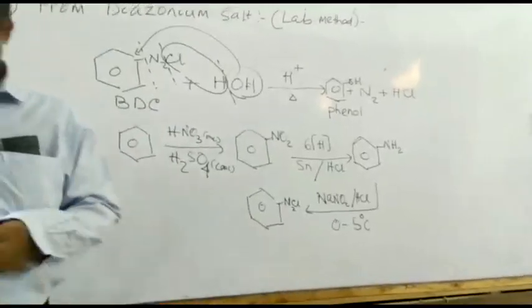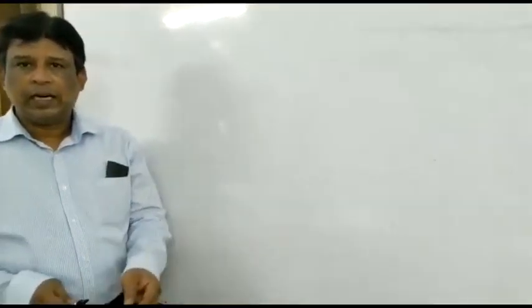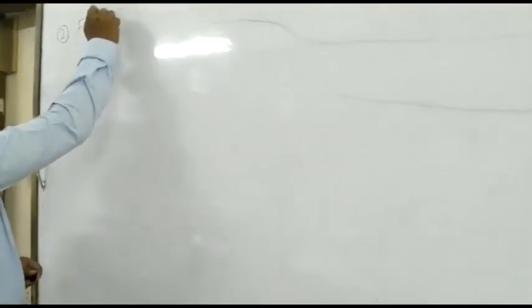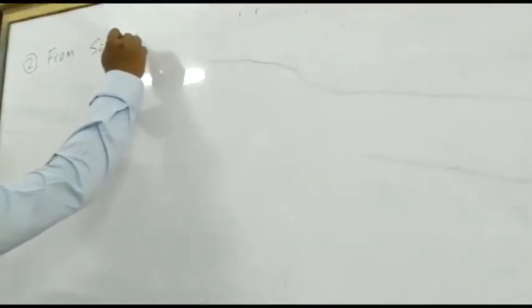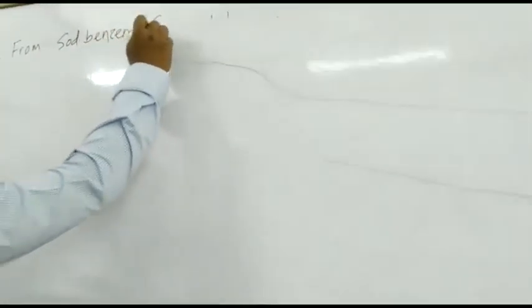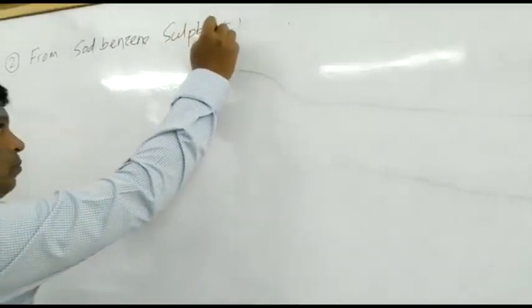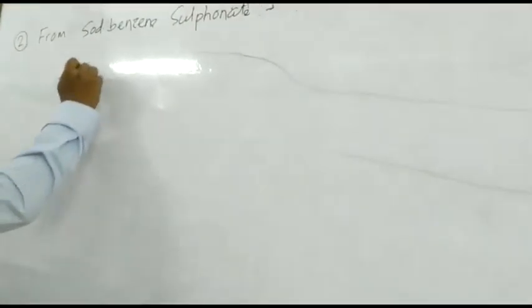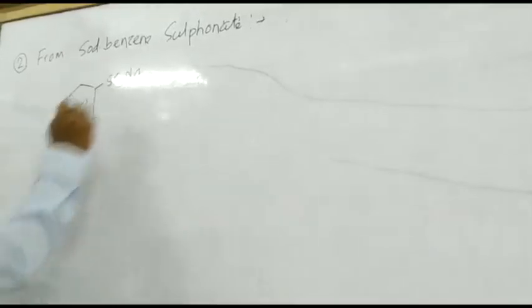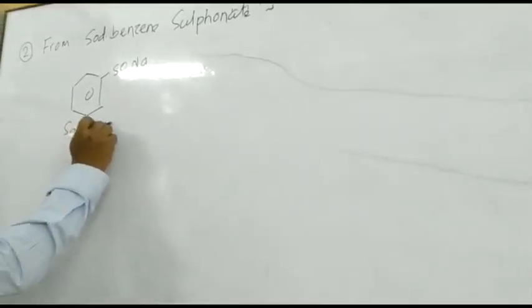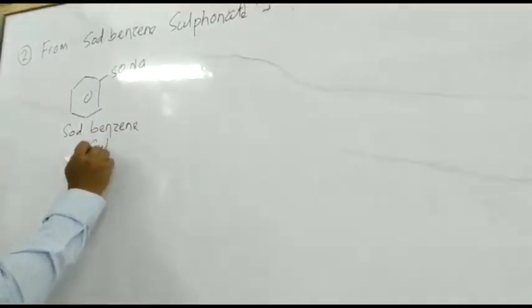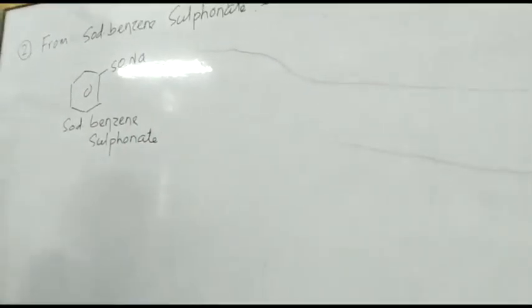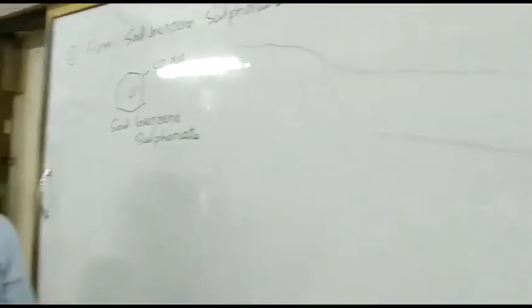First method done. Go through the second method of preparation, that is from sodium benzene sulfonate. Formula is benzene ring SO3Na, its name is sodium benzene sulfonate. Again, discuss how sodium benzene sulfonate is derived. It is derived from benzene.